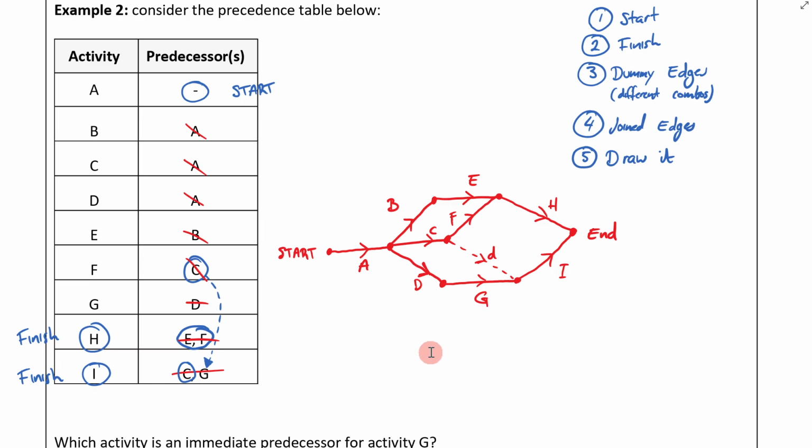And we're done, people. So what did we do? We first identified the start, the finish. We identified the dummy edge by looking for different combos. We then identified any joined edges, and then we drew it. And here is our beautiful little drawing. And yeah, that's how you do it.